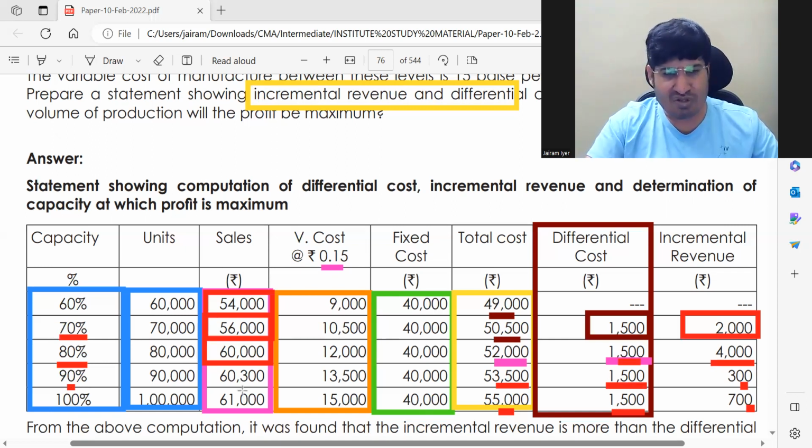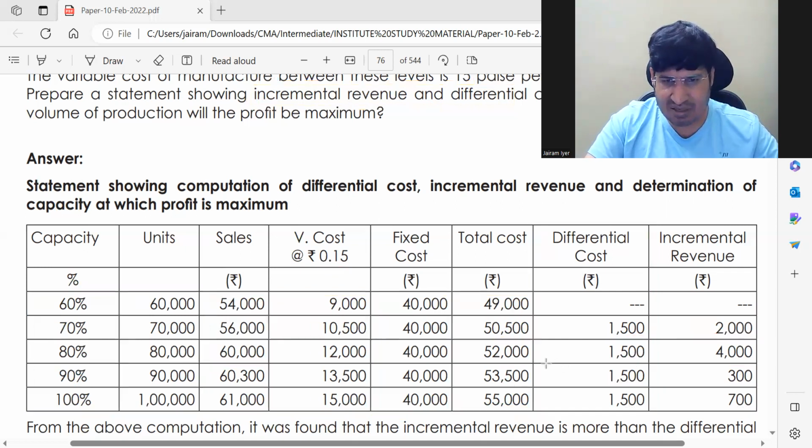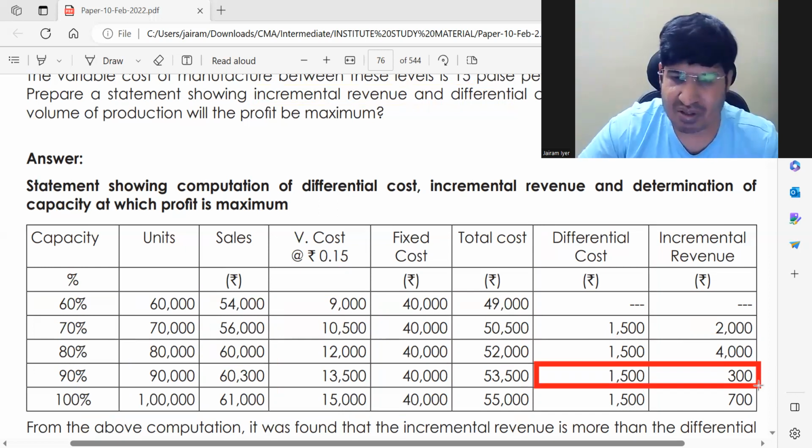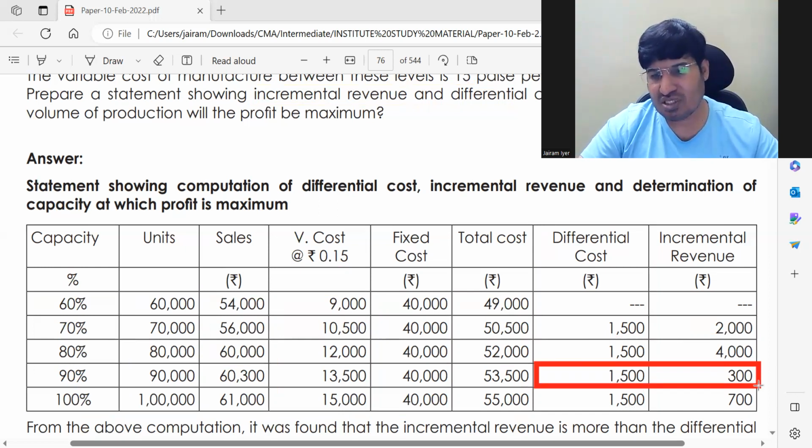Similarly, you should see the next one also, from 90 to 100. We have said that for 90 it is not desirable. For 100, again, the incremental revenue is 700 and the incremental cost is 1,500. So again, cost is more than revenue. It is not desirable. I'll tell you one thing extra here. We said that this is not profitable because the cost is more than revenue.